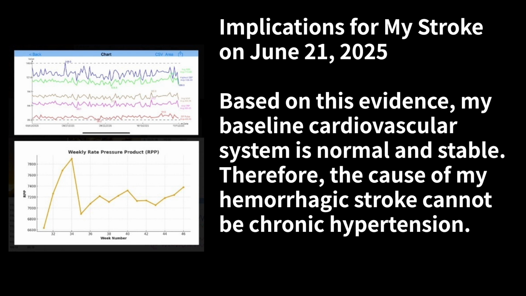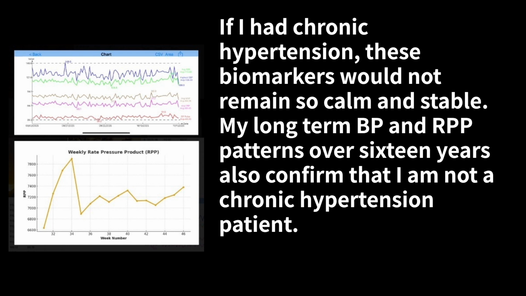Implications for my stroke on June 21, 2025. Based on this evidence, my baseline cardiovascular system is normal and stable. Therefore, the cause of my hemorrhagic stroke cannot be chronic hypertension. If I had chronic hypertension, these biomarkers would not remain so calm and stable. My long-term BP and RPP patterns over 16 years also confirm that I am not a chronic hypertension patient.